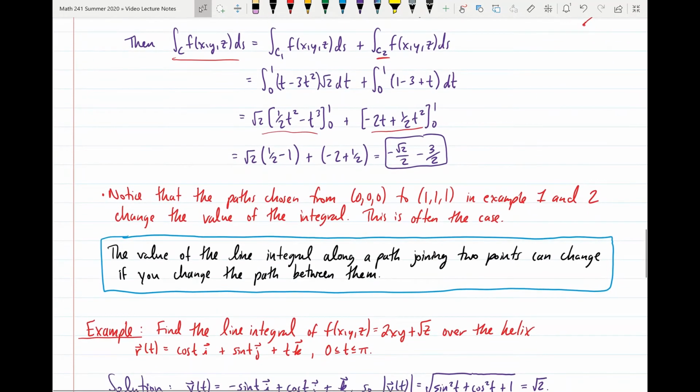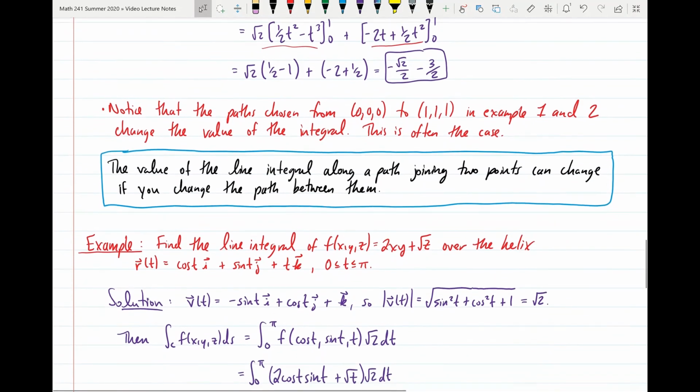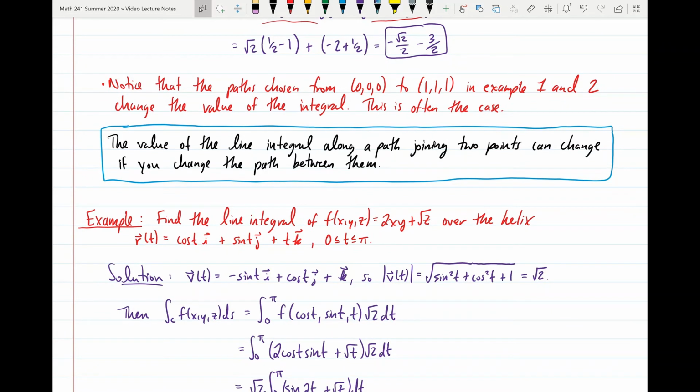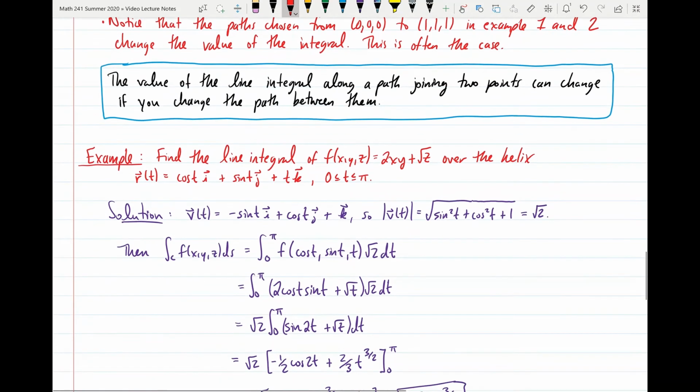And once we get to section 16.3, we'll talk about the cases when the integral is independent of path, but we'll wait till we get there. And again, I just boxed this in because it's an important fact. The value of the line integral along a path joining 2 points can change if you change the path between them.